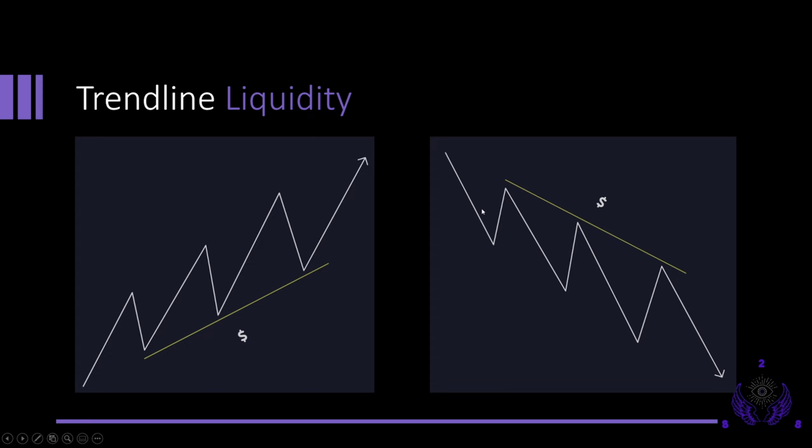This is a bearish trendline liquidity example. You can see one touch, two touch, three touch. Many people are opening their positions here, entering here with stop losses here, entering here with stop losses here. So there is liquidity. There are many orders, many retail orders.